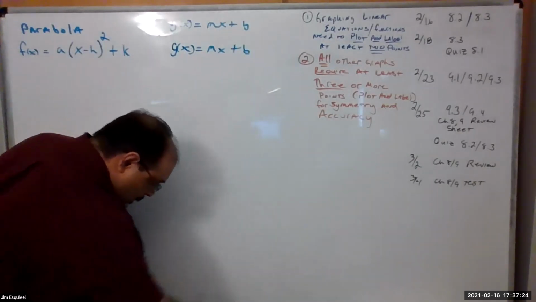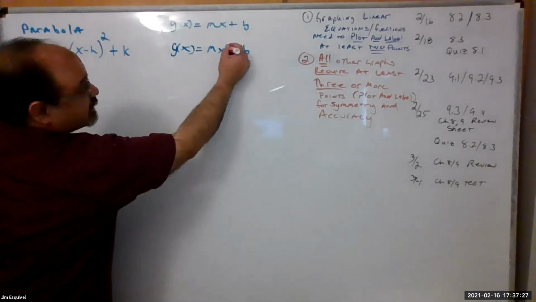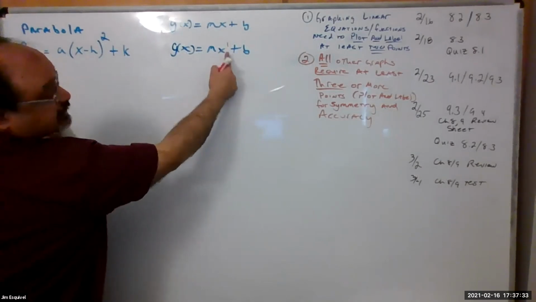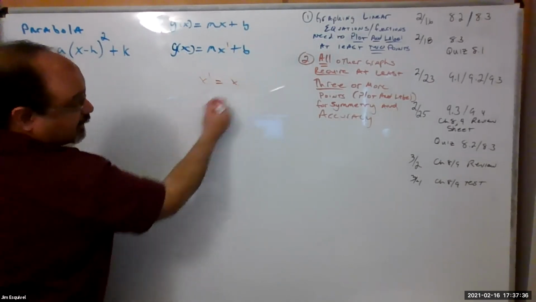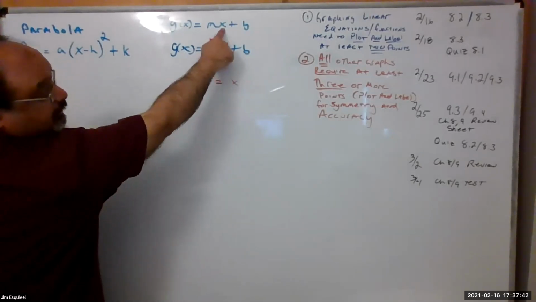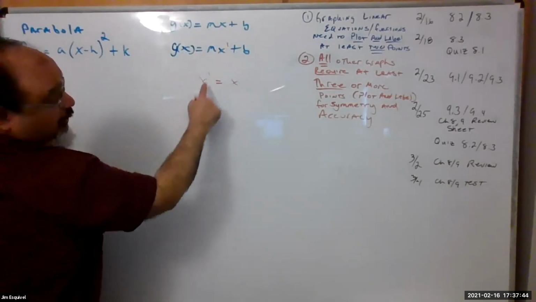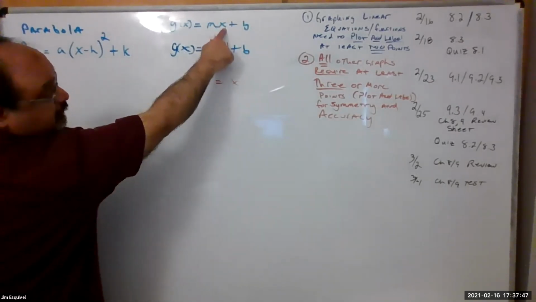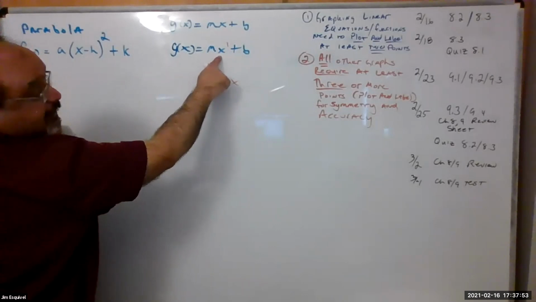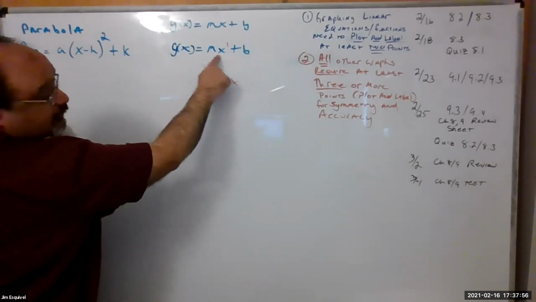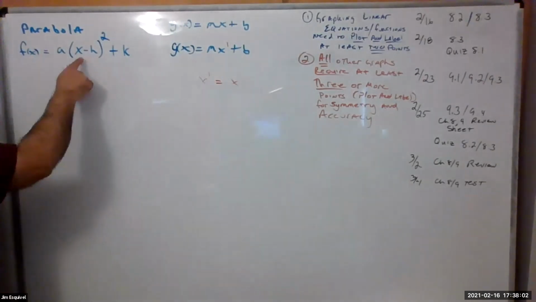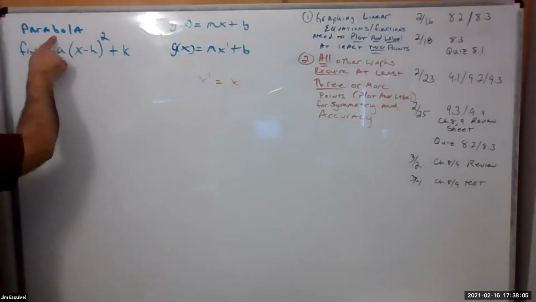Right now in g of x, we just don't write it, but it's x to the first. There's a 1 up here because x to the first is just x. You simplify x to the first and you just get x. So we don't put the 1, but there's always a 1. So a first degree equation is always linear. If you have an x to the first right here, it's always linear. When you have x squared, it's always going to be a parabola.